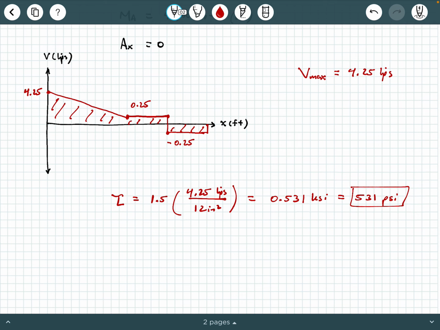So that concludes our example. Notice we did not need to draw the moment diagram because we just needed to find the maximum shear. So no need for the moment diagram in this problem. We could have drawn it if we wanted to, but no need for it.